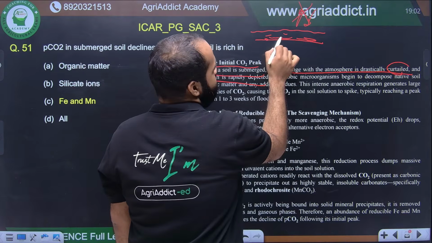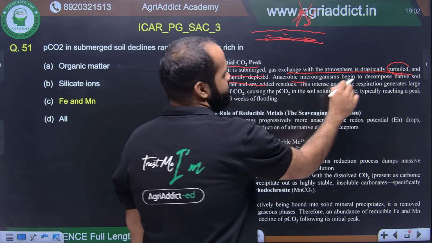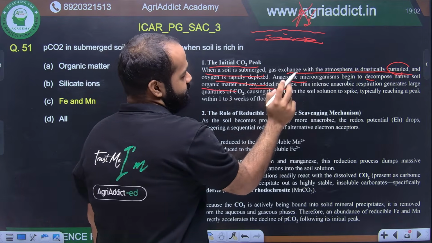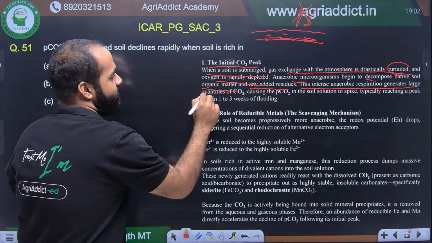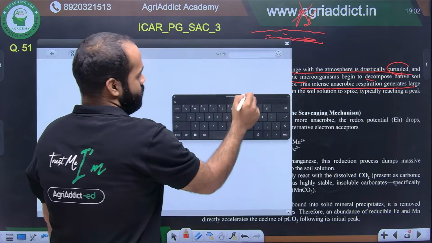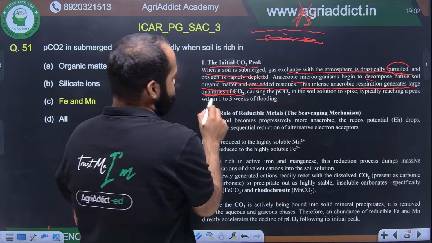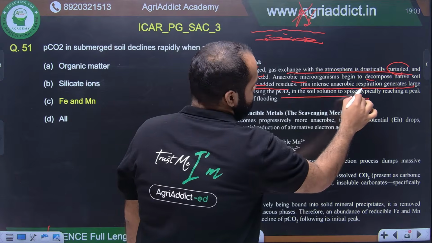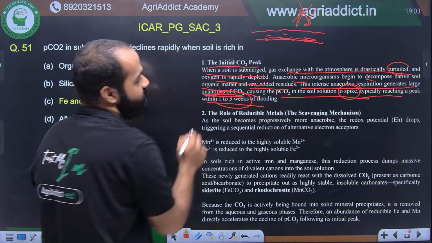यहाँ पे जो anaerobic microorganisms है, they started functioning, and these anaerobic microorganisms begin to decompose the native soil organic matter and any added residues. This intense anaerobic respiration generates large quantities of CO2, causing the PCO2 in the soil solution to rise, typically reaching a peak within 1 to 3 weeks of flooding.